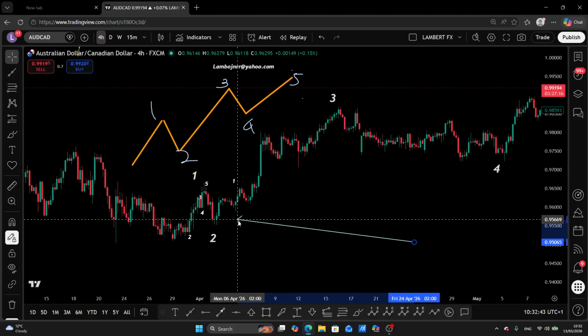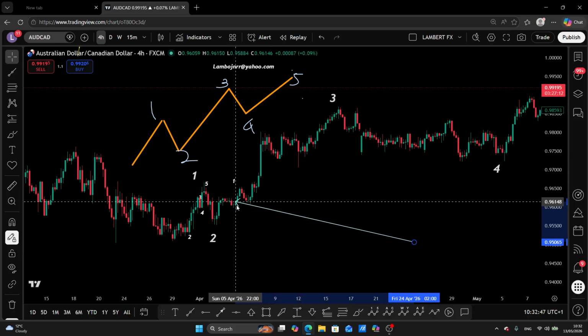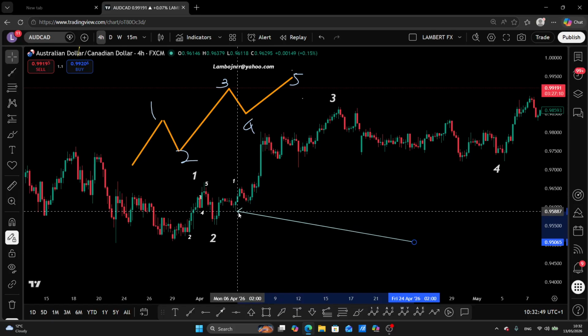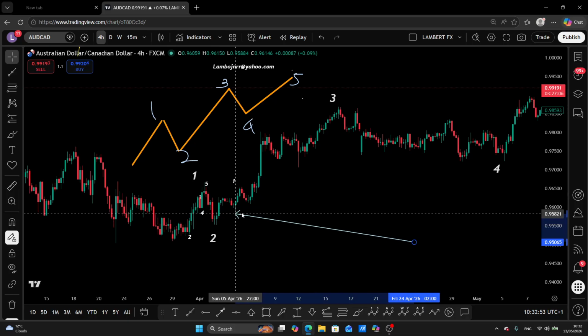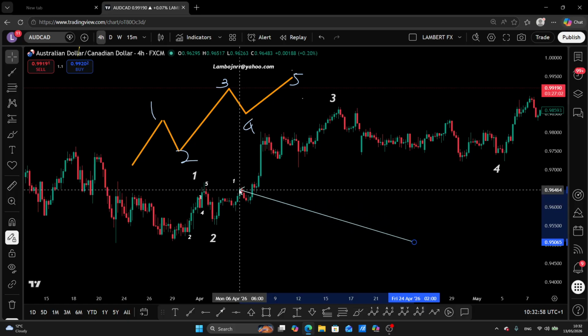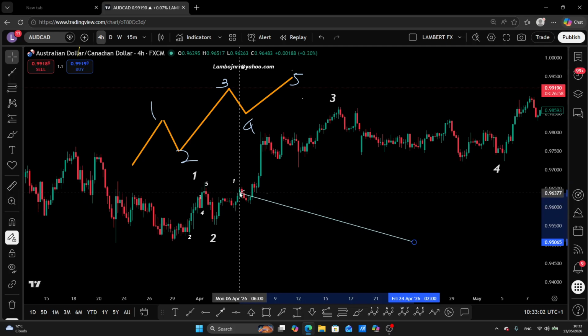So this 4 here did not trade where our 1 stopped, as you can see. So this is our 4. And then you have another 5-leg up for 5. Here on the lower time frame, you see this clearly as a 5-leg up for 5.